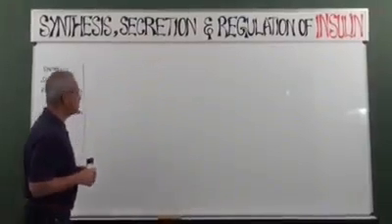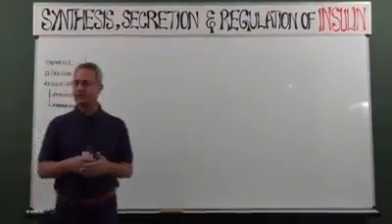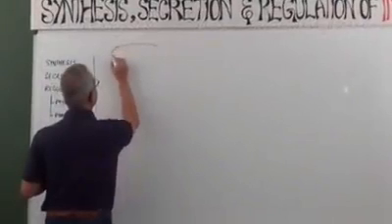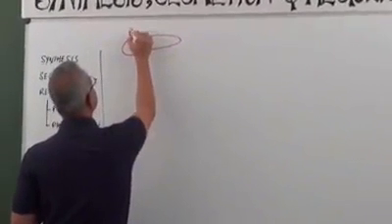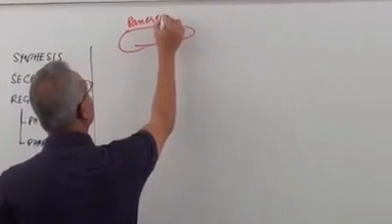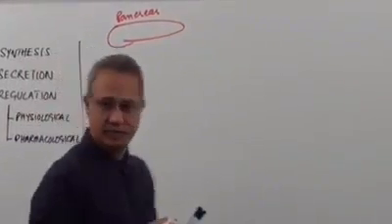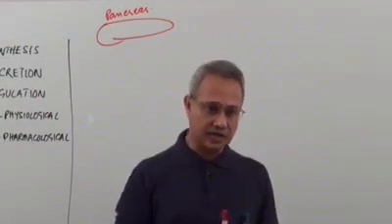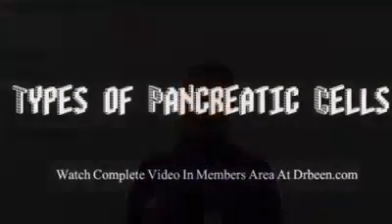The lecture today, we are talking about the synthesis, secretion, and regulation of insulin. Let's say this is the pancreas. Pancreas, of course, is a double gland, correct? It is an exocrine gland and it is an endocrine gland.